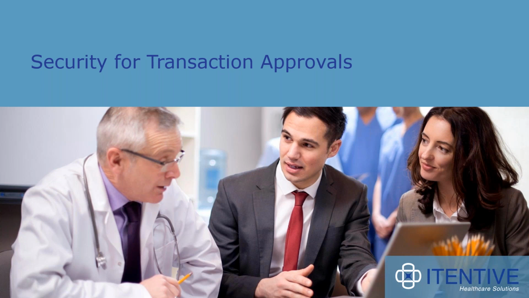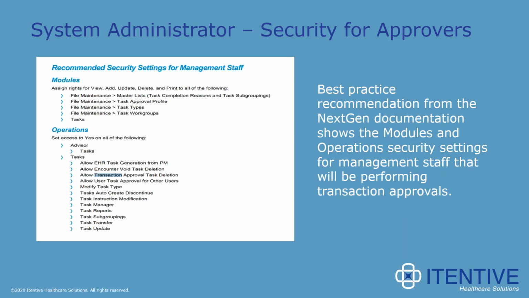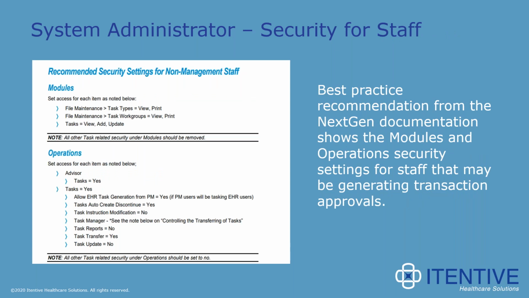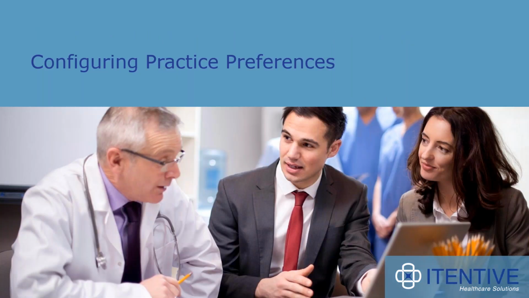As with most functions, there are specific security items that make this work. Transaction codes, transaction approvals are no different. So for the sake of completeness and to give you some reference material, I walked through the NextGen documentation and gave you what they said the best practice recommendations are for the approvers, and likewise for the non-management staff who will be generating the transactions. Now, there are more task-related securities, such as transferring tasks, that you may want to consider, but what I've given you here is the fundamental thing that you need to get started.